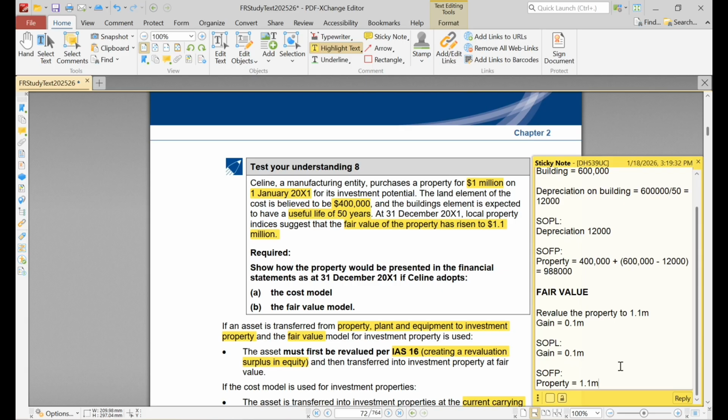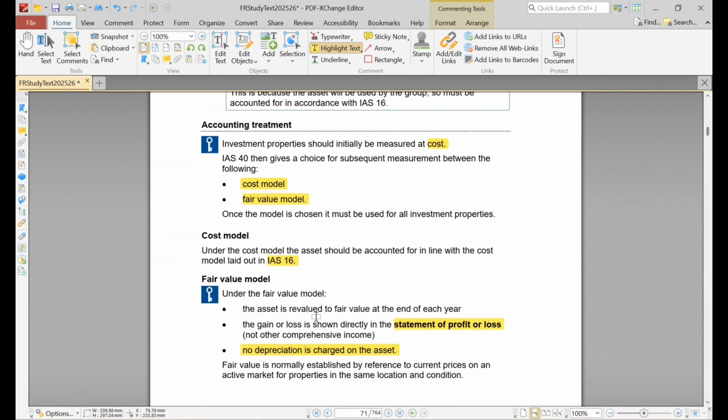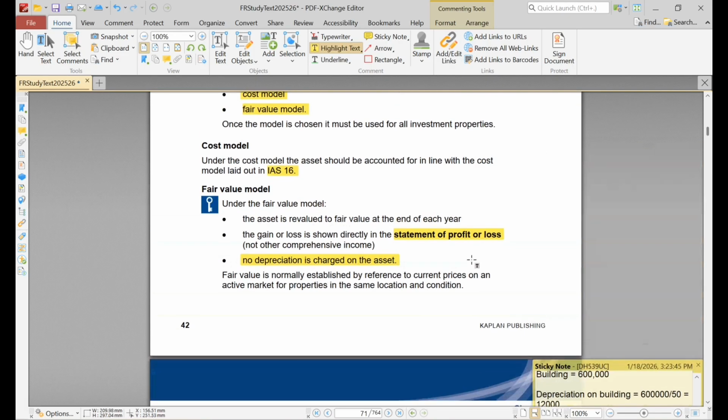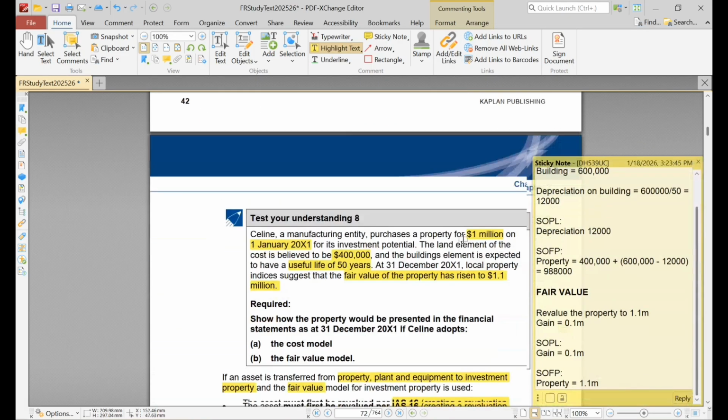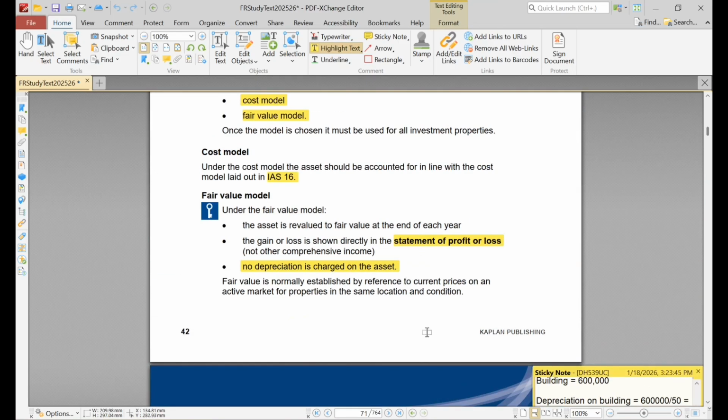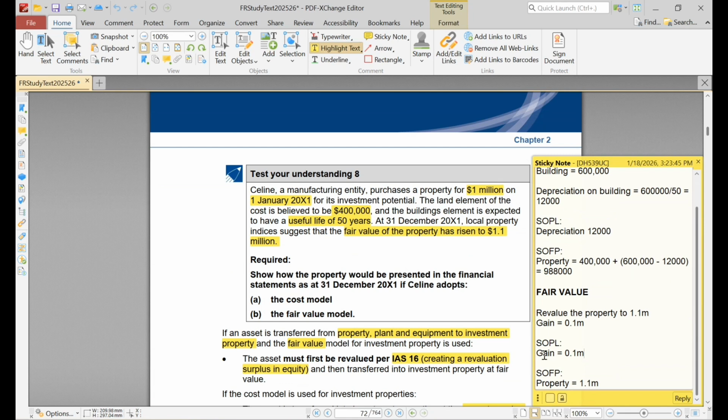That is what you revalued it to, and no depreciation is charged in fair value model. Remember, the asset is revalued to fair value at the end of each year. So we revalued it to 1.1 million. The gain or loss is shown directly in SOPL. So 0.1 million is shown in SOPL, and no depreciation is charged on the asset. So in SOPL you would only record the gain and not depreciation, and in SOFP you simply record the property at 1.1 million, that is its fair value. This was a pretty straightforward question.